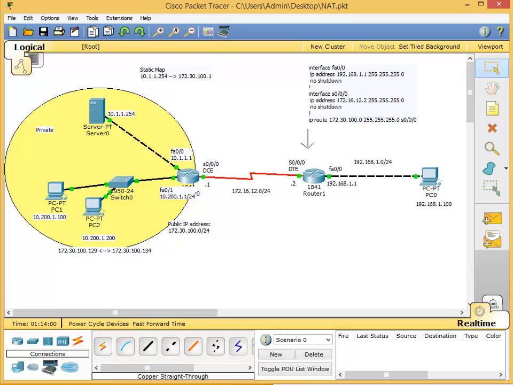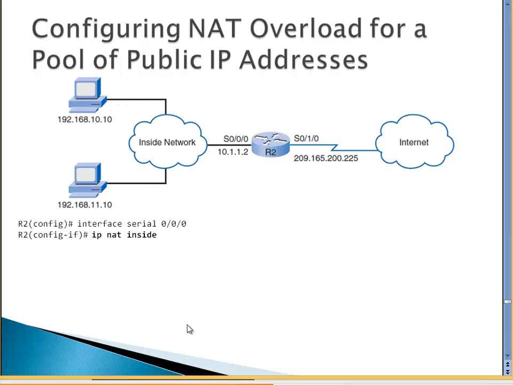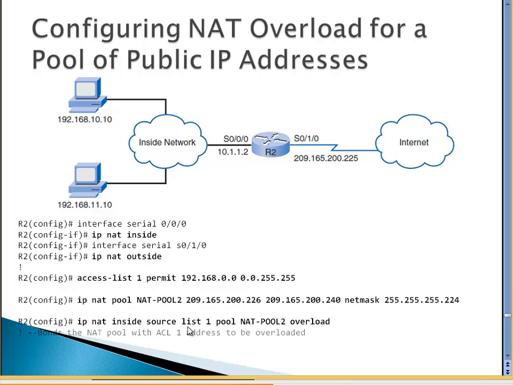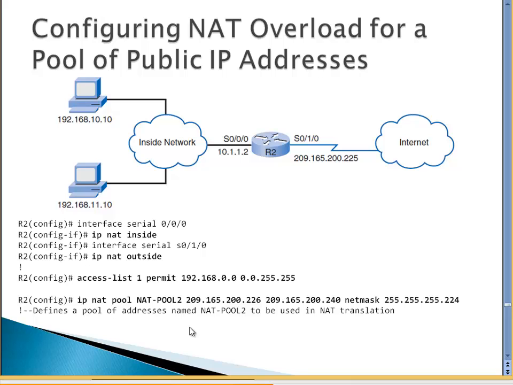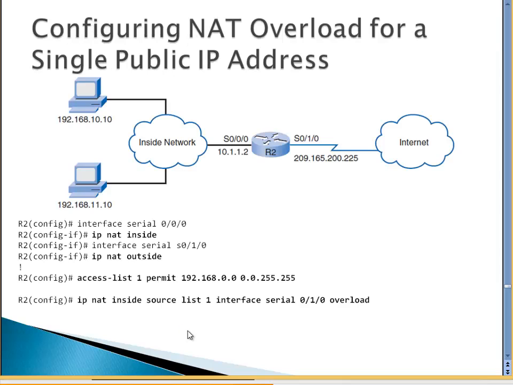And we will see PAT with a single IP address. So overload with a single IP address. Here, ip nat inside source list 1 interface 0. We are overloading to a single interface. So instead of creating a pool now, we just make an access list of which addresses are eligible, and then we translate to a single IP address.